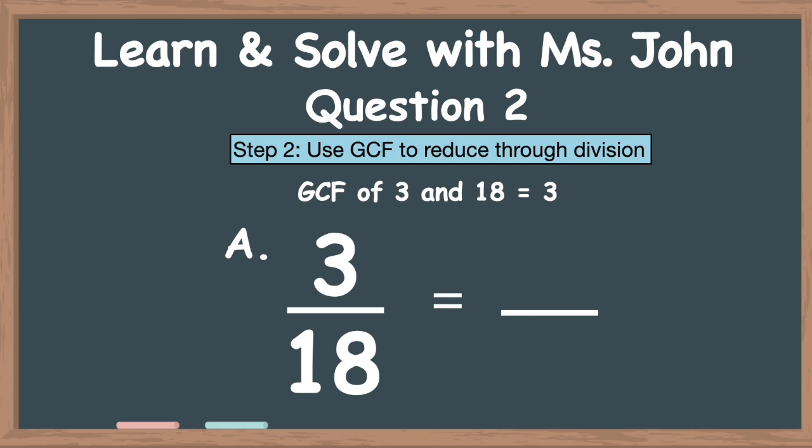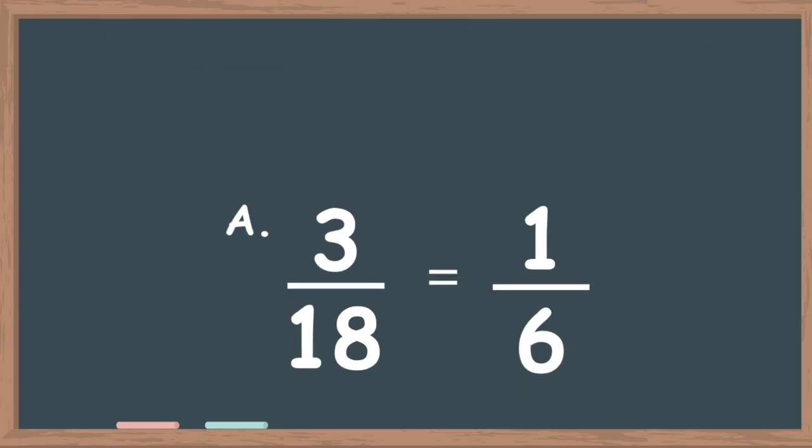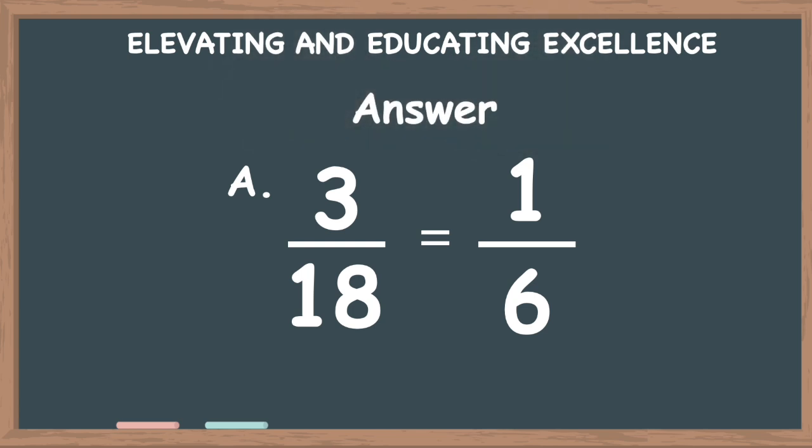Now we're going to divide the top number, also known as the numerator, by 3. And now we're also going to divide the denominator by 3. So remember, whatever you do to the top, you must do to the bottom. So 3 divided by 3 equals 1. 18 divided by 3 equals 6. So the answer is 1 over 6.